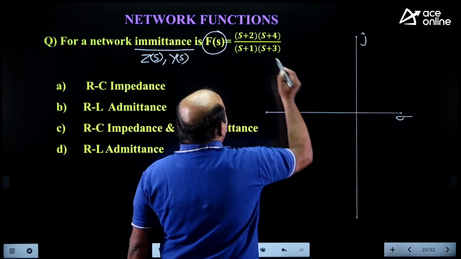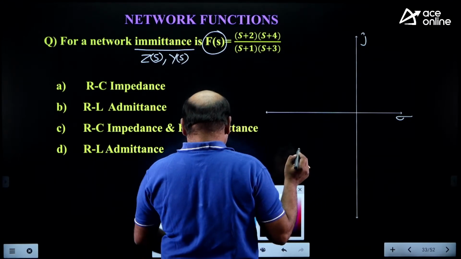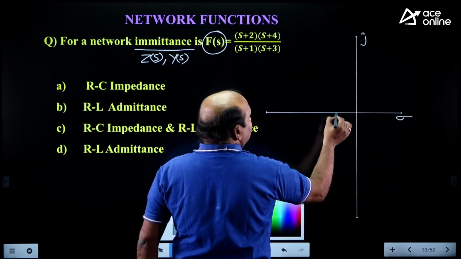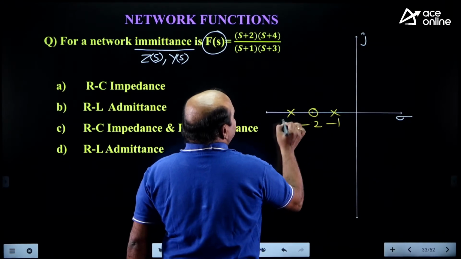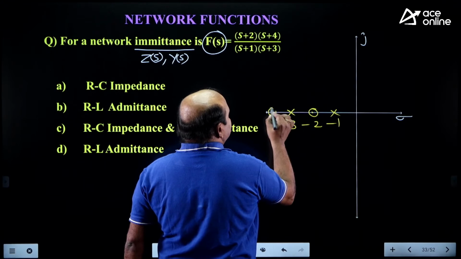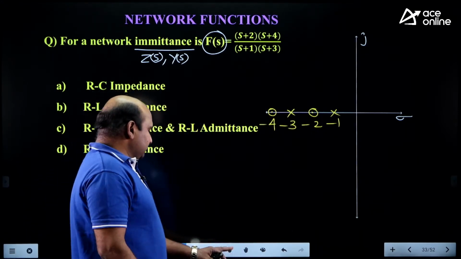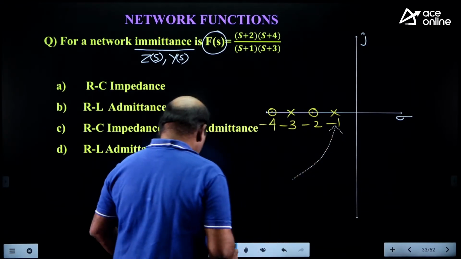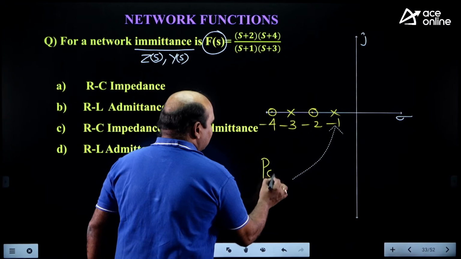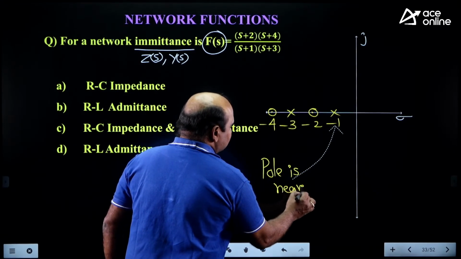First one is what? Nearer to origin is pole, no? Right. Nearer to origin is pole. This is minus 1. Next, minus 2. Next, minus 3. Next, minus 4. Is it right? Nearer to origin is pole. Pole is nearer to origin.